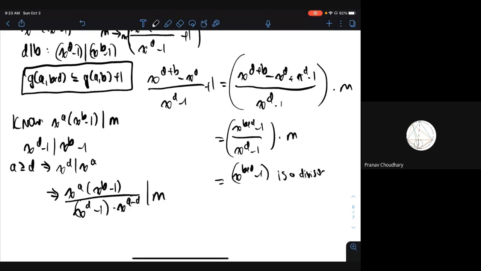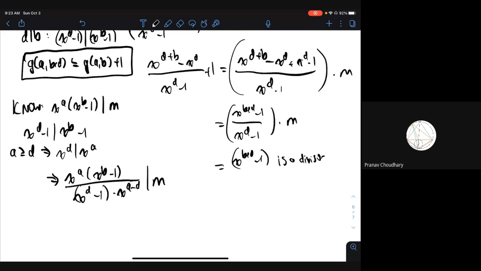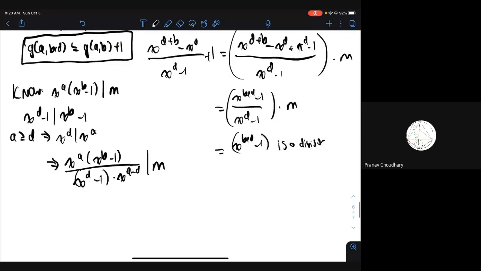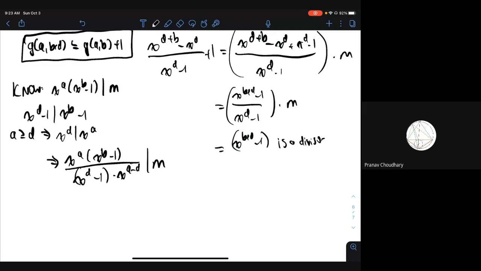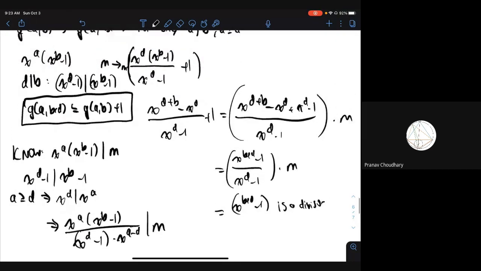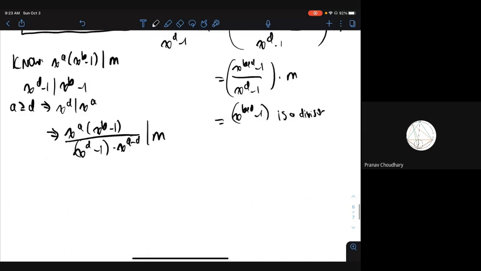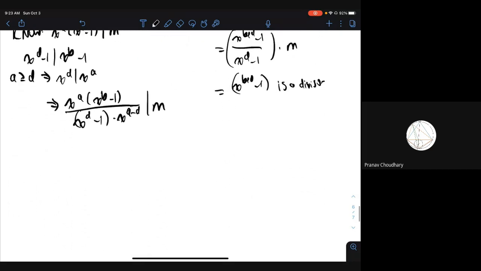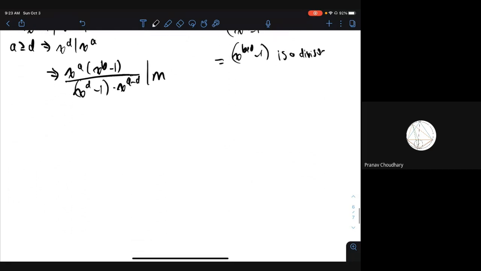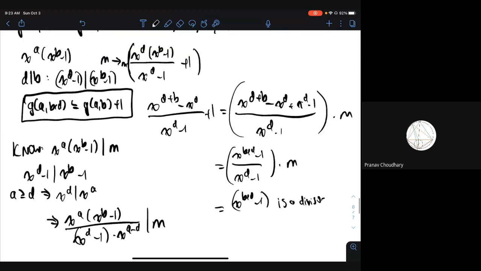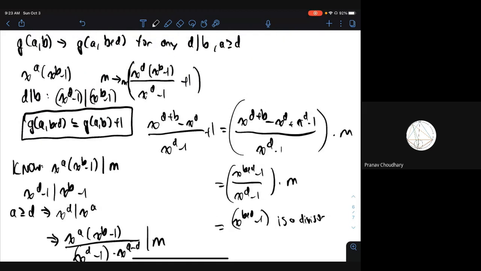Right. Yeah, got it. Right, and then now, since this number divides m, we can add 1 to that and then multiply. Yeah, got it. Right, yeah. So I'm sorry to everyone if that was confusing. I just made a bunch of small mistakes so that carried over. So my bad. But this is how we can get from x to the power of a, x to the power of b minus 1 to x to the power of a, x to the power of b plus d minus 1.